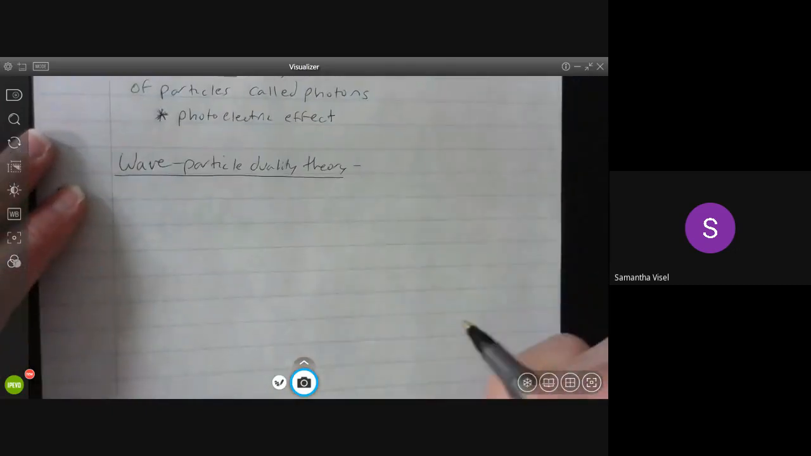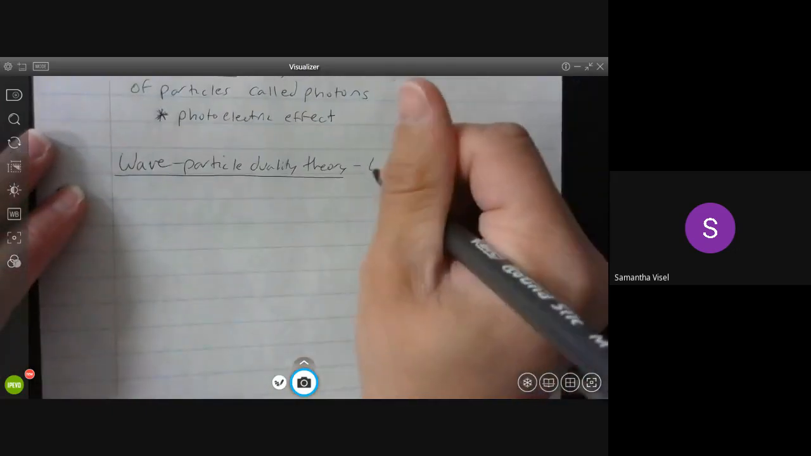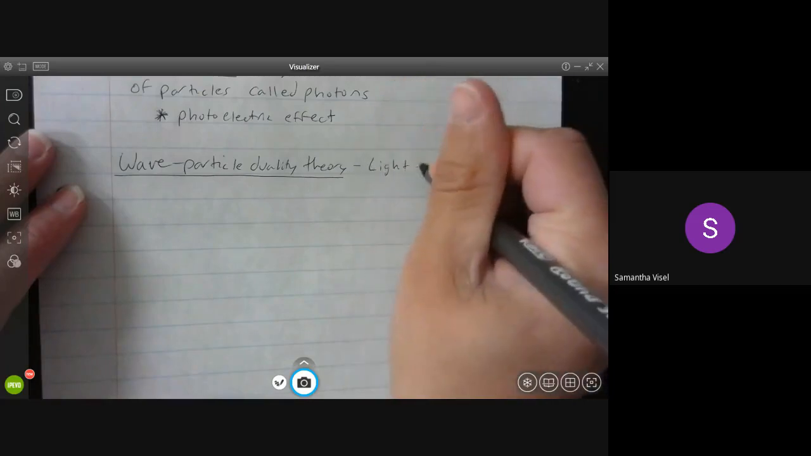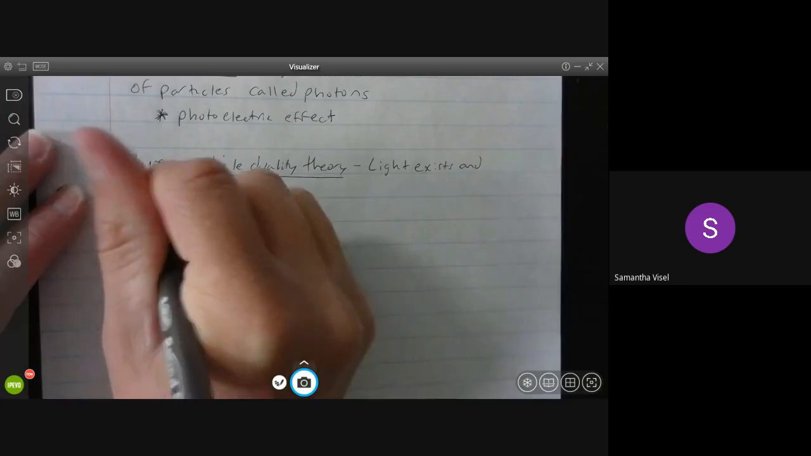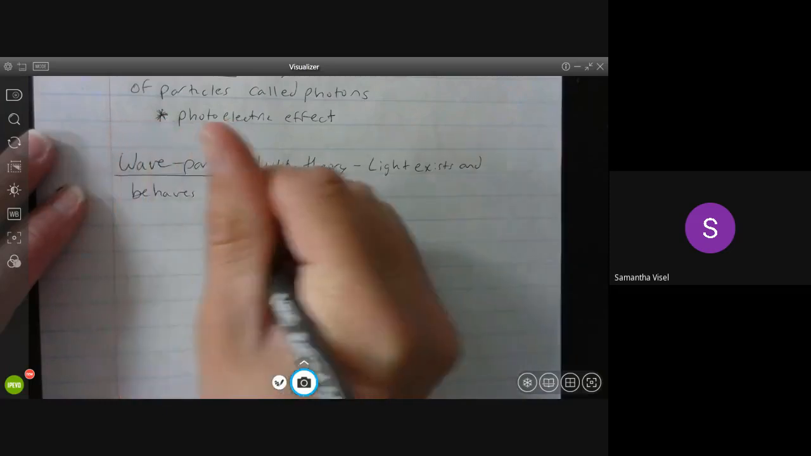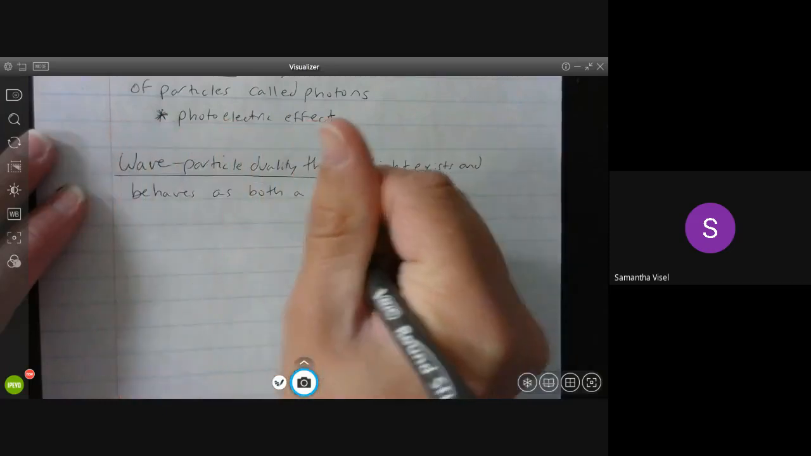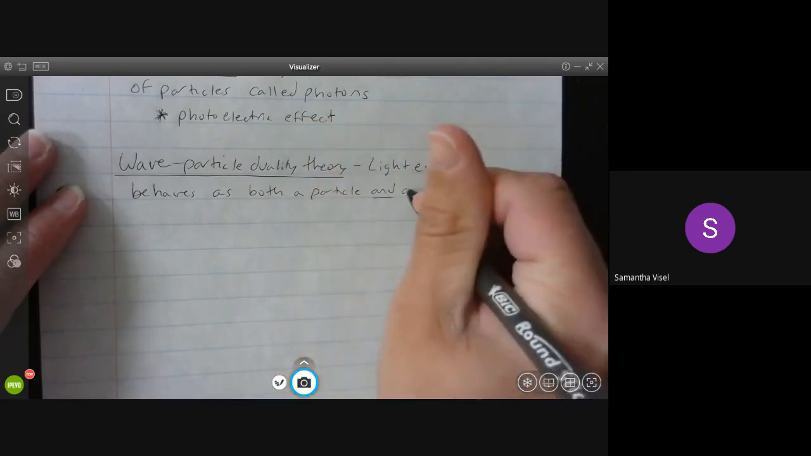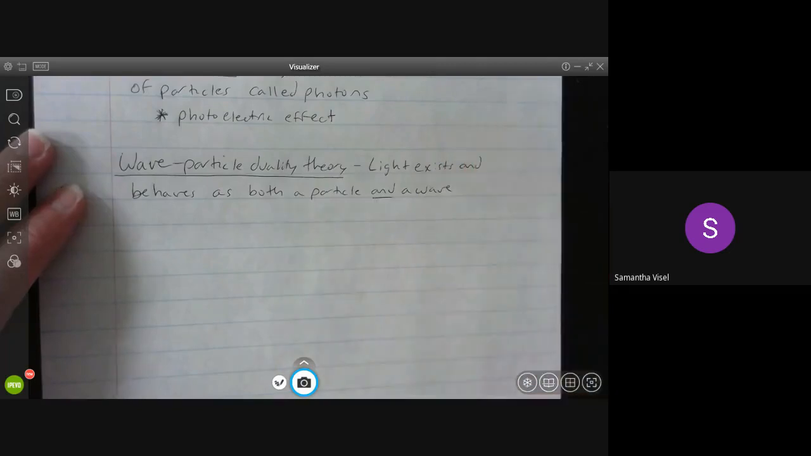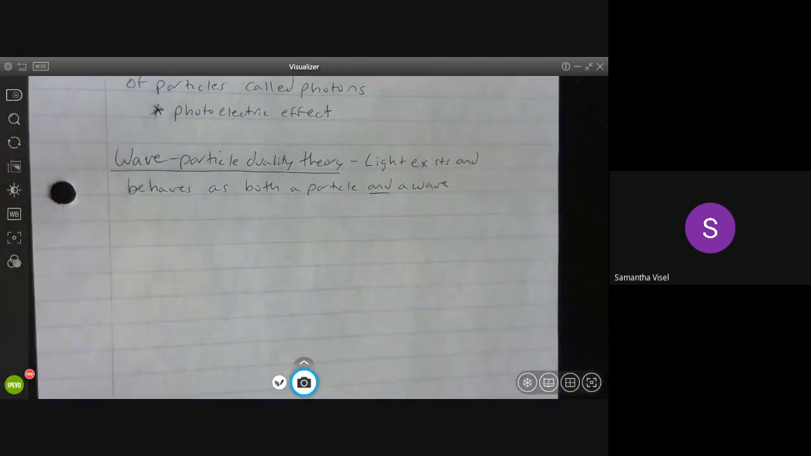So what wave-particle duality theory says is that light exists and behaves as both a particle and a wave. So it is simultaneously the same, or simultaneously exists as both a wave and a particle.